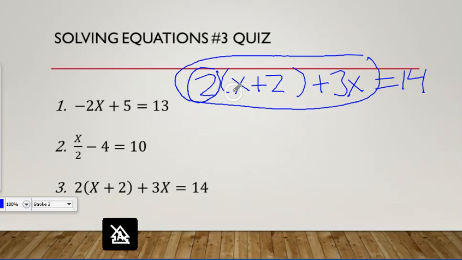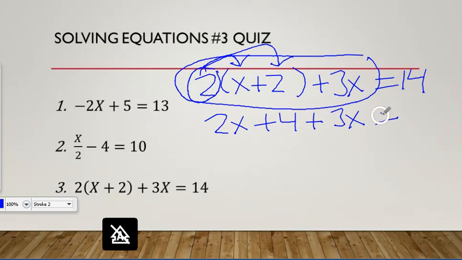As we look at this left side right here, we have a 2 in front of a parenthesis, and we know that anytime we have a number right next to a parenthesis, that's implied multiplication, and we need to take care of doing that first. We're going to simplify this left side first before we solve. So we're going to distribute the 2 to both of the terms inside the parenthesis. 2 times x is 2x, 2 times 2 is 4. We still have our plus 3x equal to 14.